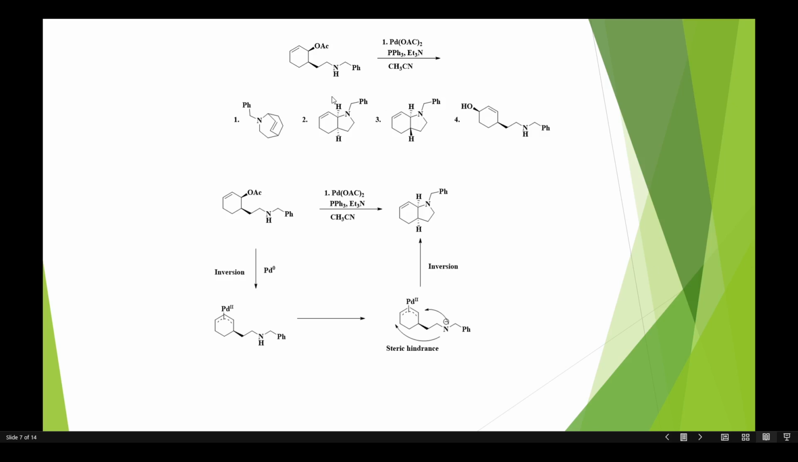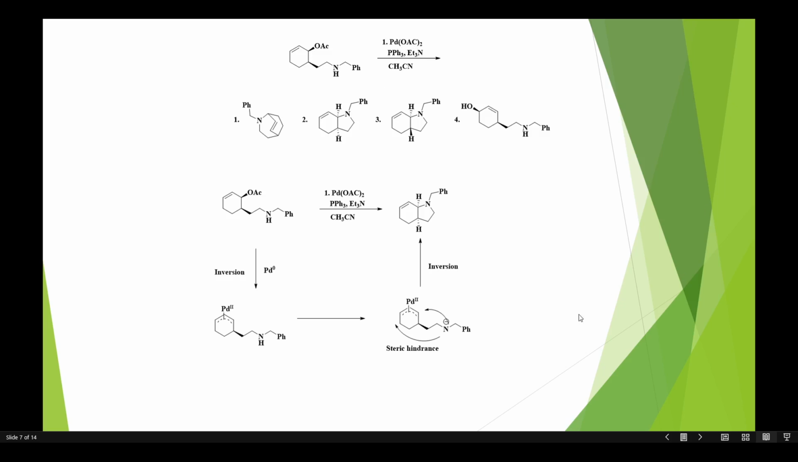Suppose you don't use any palladium and you use a strong base, which will deprotonate this nitrogen, and it will attack this carbon through an SN2 reaction, so your acetyl group will be removed. But the attack will happen from the below face. In this particular case, by using palladium and phosphine, your attack will happen from the above face, and that's why you will get your ring junction as a cis. If you don't use palladium, then your attack will happen from the below face only.